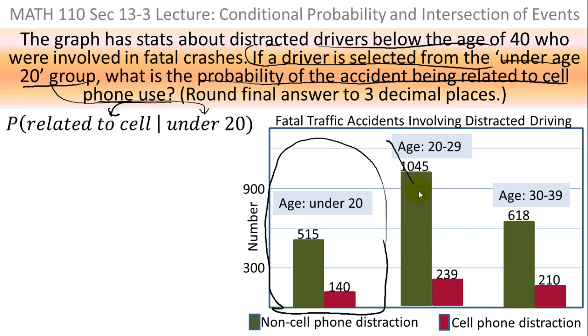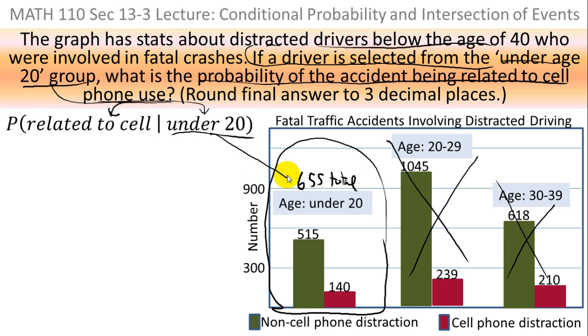So what the condition does here, what the restriction is, is that you're only looking at the under age 20 group. In other words, these don't even matter anymore. That's the restricted sample space now. So instead of looking at everybody, you're only looking at this under age 20 group, and if you take 515 and add 140, there are 655 total drivers that are under age 20. So you've reduced your sample space to just the 655 drivers that are under age 20. If you know that they're under age 20, you're only going to be dealing with those 655 people. And then you want to know the probability it's related to cell phone use.